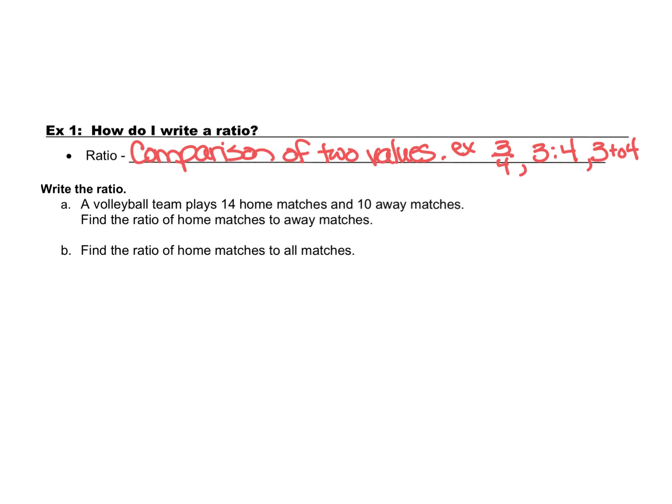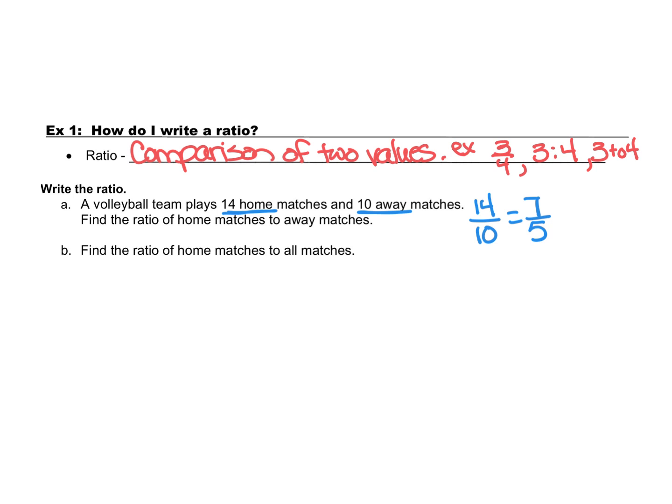So we're going to write the ratio. A volleyball team plays 14 home matches and 10 away matches. And it says find the ratio of home matches to away matches. So if we write this as a fraction, the order matters. So if they say the ratio of 14 home matches and then the 10 away matches, our home matches have to go on the top, or they have to be listed first, and then our away ones will go on the bottom. And so I could write that as 14 all over 10. I could simplify this by dividing both by 2. I could write that in the other two forms as well.